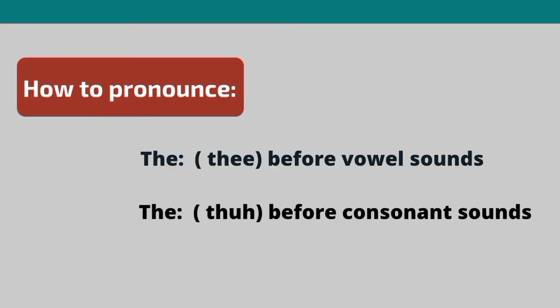First of all, you should know how to pronounce this word. If a vowel sound follows it, pronounce it as "thee". For example, the earth, the apple, and the empire. On the other hand, if a consonant sound follows it, it is pronounced as "thuh". For instance, the sun, the day, and the traffic, etc.